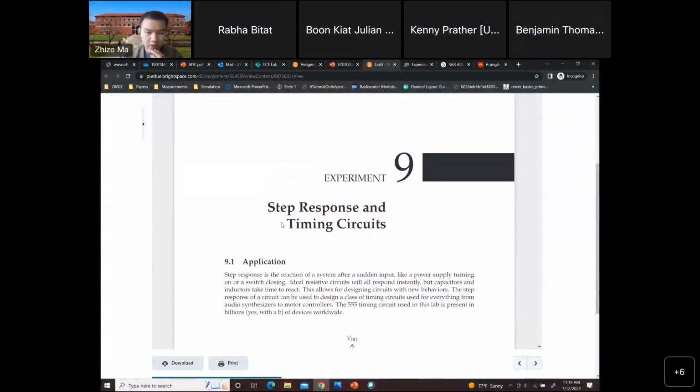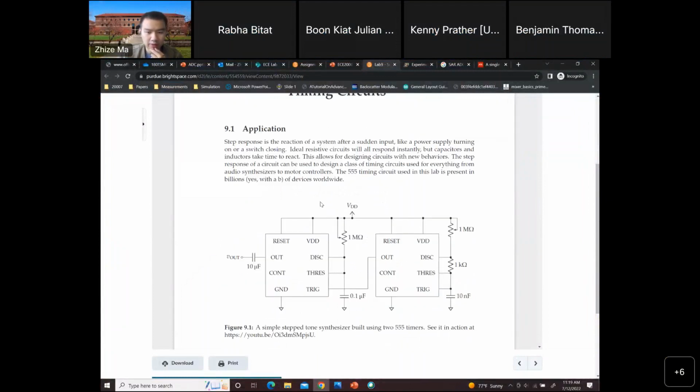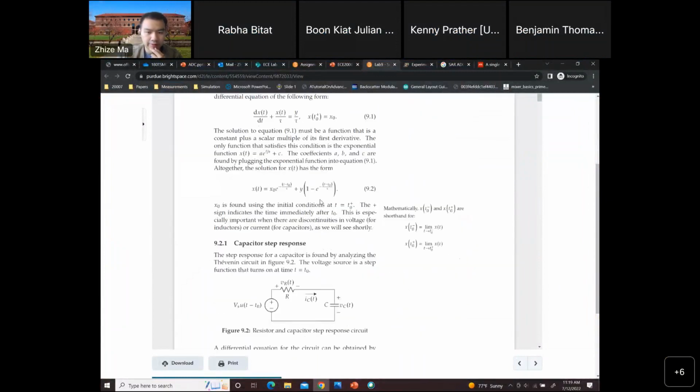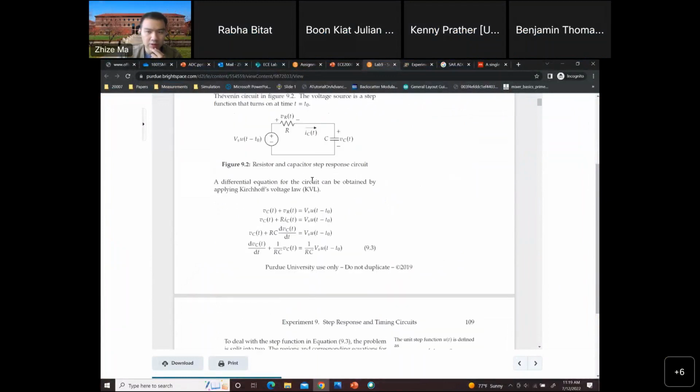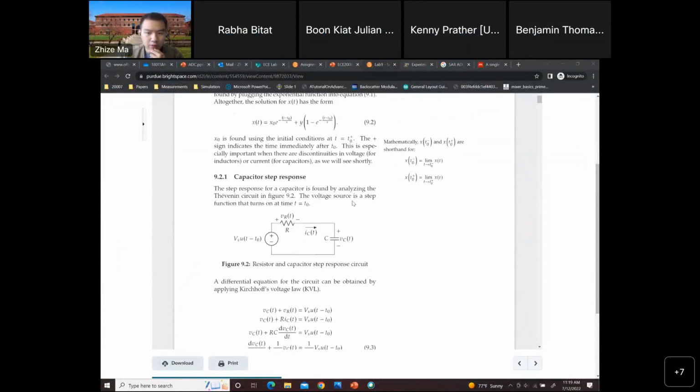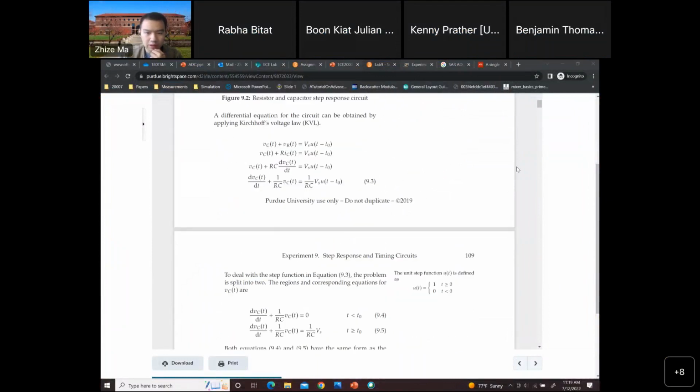All right, let's talk about today's lab. Today's Lab 9 is step response and timing circuit. A step response is the voltage response of an RC circuit and also an RL circuit. So make sure you read the manual before the class starts.